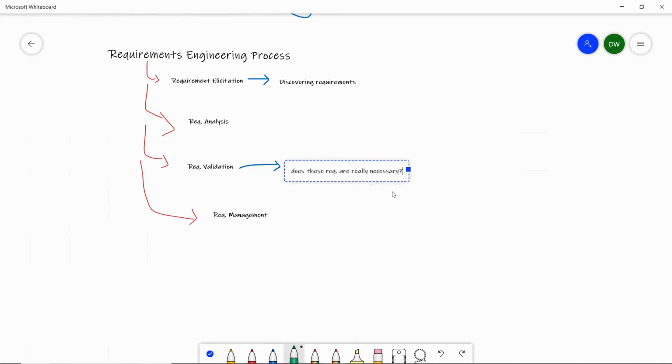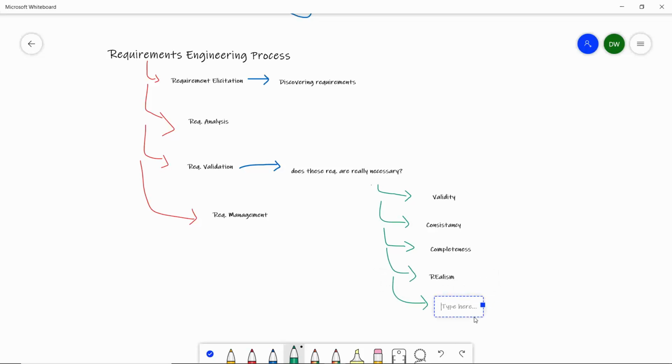So when we are doing requirement validation, we will have to check validity, and the other term is we will have to check consistency. All these things are given in your LMS, so don't worry, but when you look at this chart or this recap, I think it will be clear to remember. That's why I'm writing. And realism.